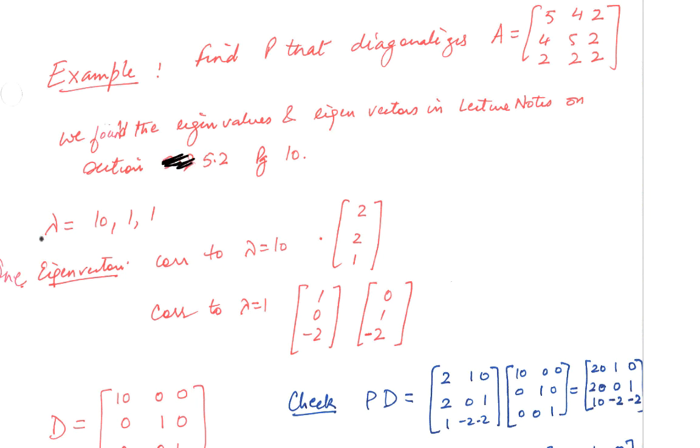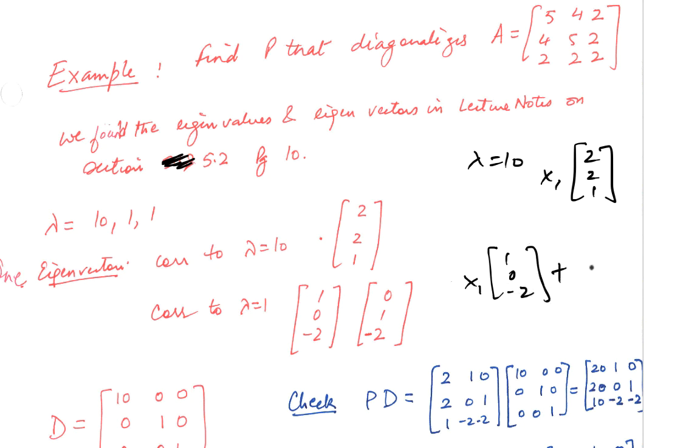We found that the lambdas were 10, 1, and 1. One of the eigenvectors which corresponds to lambda equal to 10 was this. Remember, eigenvectors corresponding to lambda equal to 10 were x1 times 1, 2, 2. Just put x1 to be 1. For lambda equal to 1, remember we had a linear combination of all possible vectors of these, 1, 0, minus 2 and 0, 1, minus 2. This is for lambda equals 1. What did we do? Put x1 to be 1 and x2 to be 1.